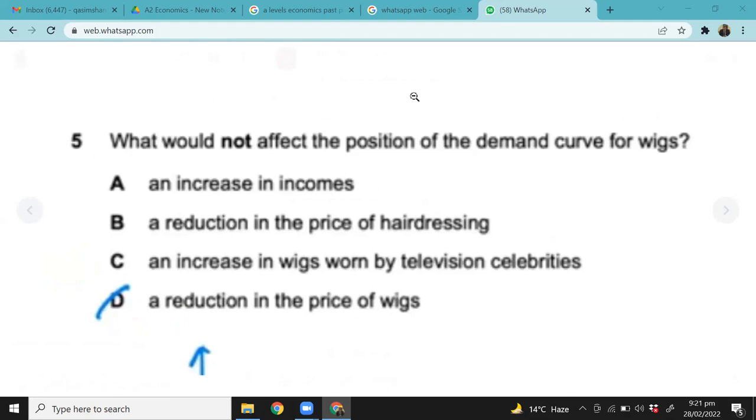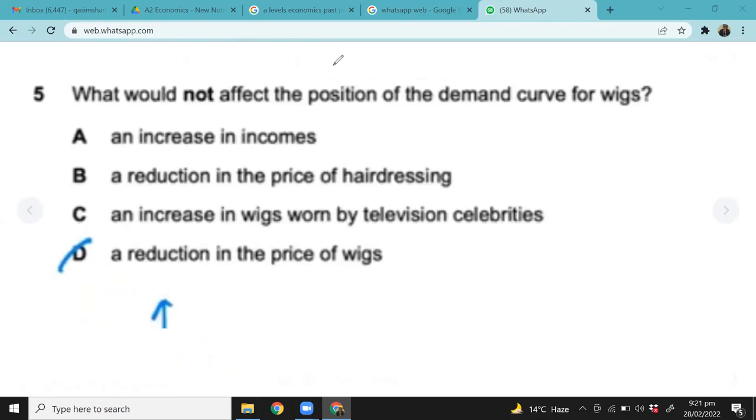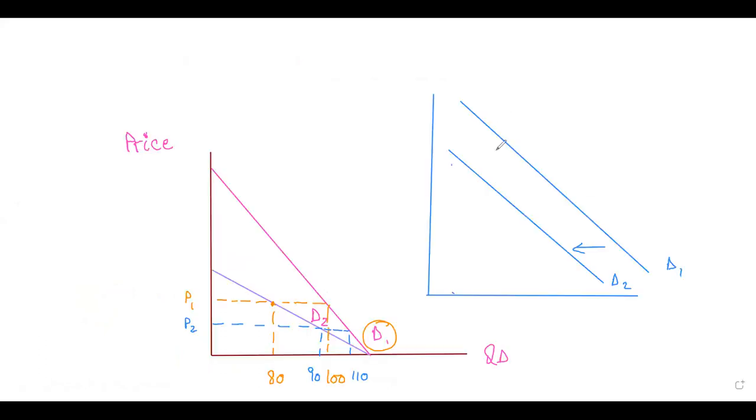So if there is a reduction in the price of wigs, that would not affect the position of the demand curve. You will move from one point to another point on the demand curve. So if this is the demand curve you were operating on and there's a reduction in price, you'll move from a point higher on the demand curve to a point lower on the demand curve. But the position of this demand curve has stayed the same. Getting me? So it should be D. That's the trick part.